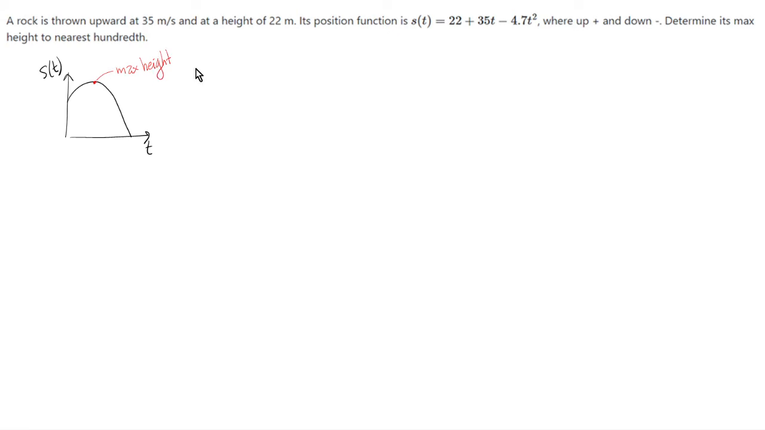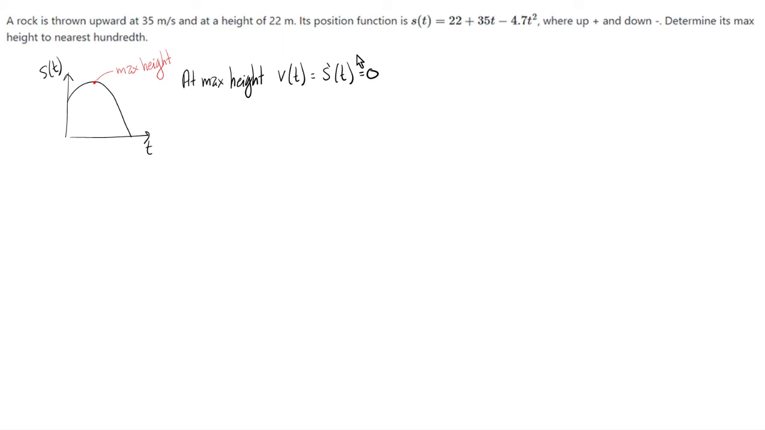At the max height, the velocity will be 0. That simply means that a tangent at maximum height will have a slope of 0. So at maximum height, the velocity equals the derivative of the position function, and that's going to equal 0.